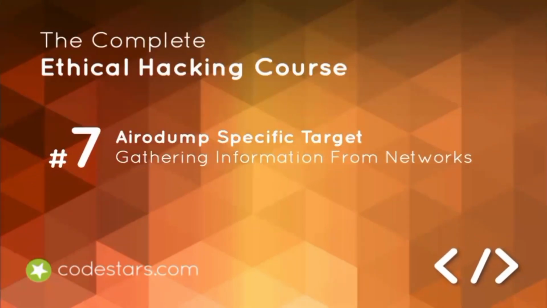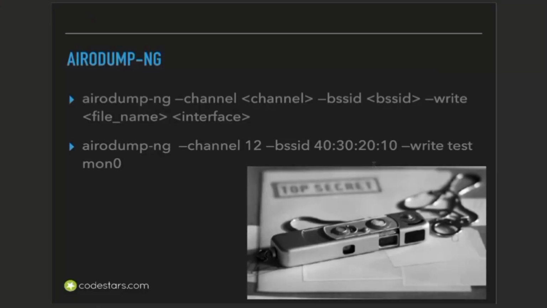Hi, within this lecture we're going to see how we can focus our Airodump-ng attack on one specific router. Within the previous lecture we gathered information about all the routers that are around us, but in this lecture we're going to focus on one specific router and collect more information regarding that router. And of course there's a command to do that. It looks like a pretty complicated command, but actually it's not. All we have to do is specify the channel and the MAC address of that router.